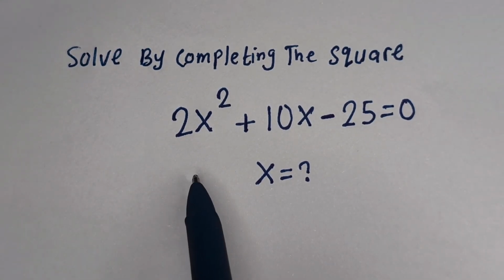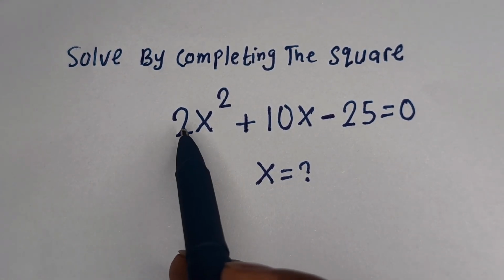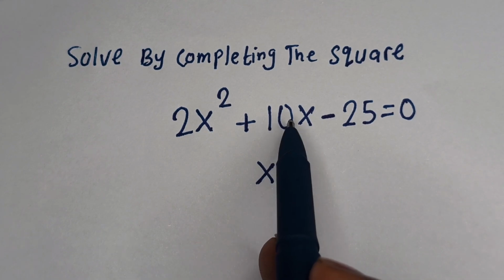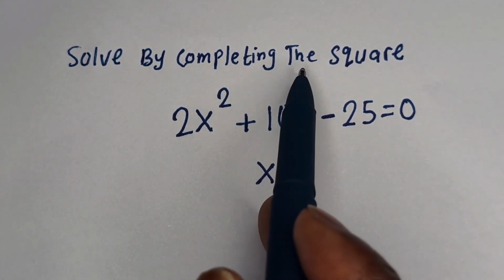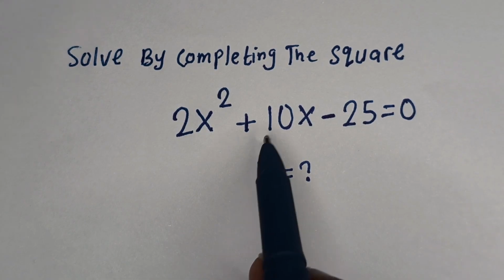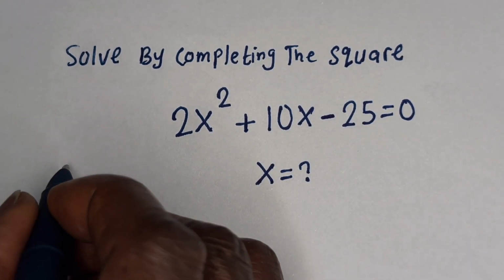Hello, how to solve for x in this equation 2x squared plus 10x minus 25 is equal to 0 using the method of completing the square. So we want to solve this problem step by step. Solution.